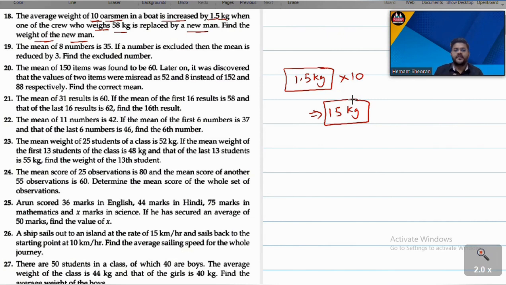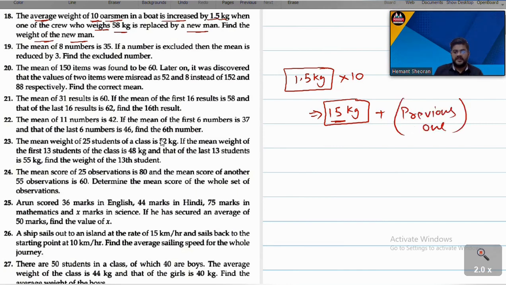Otherwise, the average will not increase. Average will remain the same if the person has the same weight. If it is less, then the average will decrease. If it is more, then the average will increase. So over here, what are they saying? The average weight has been increased, so we can say the total weight of that person will be 15 kg extra than the previous one.